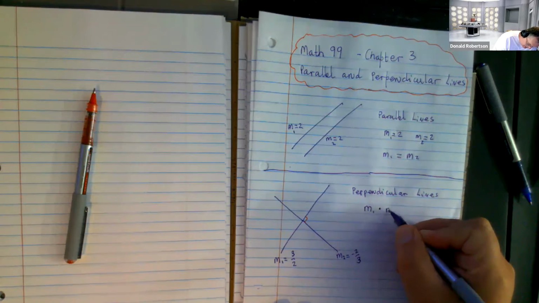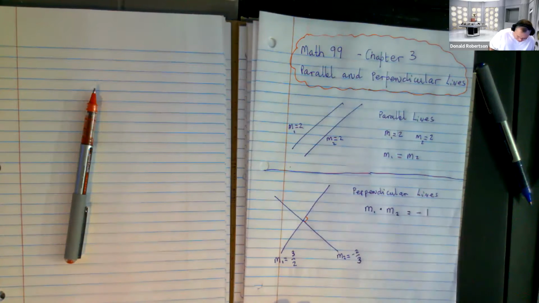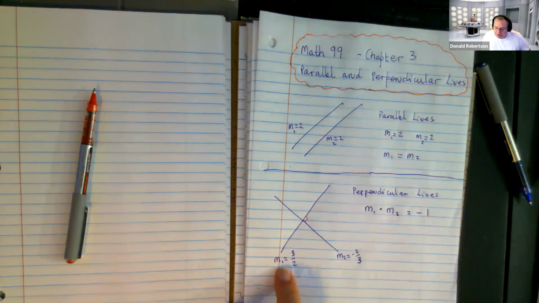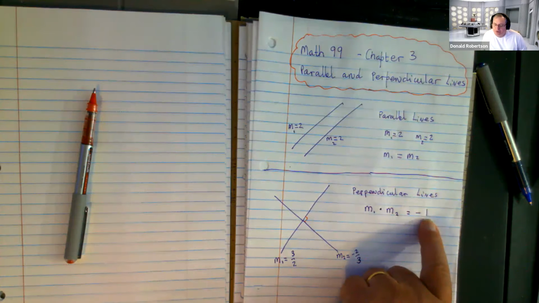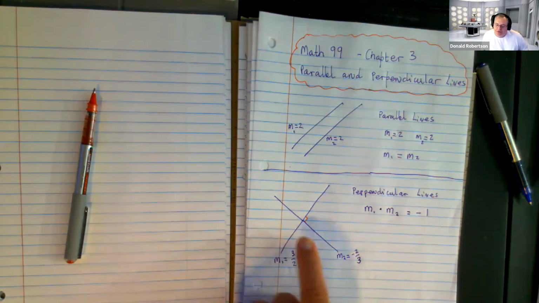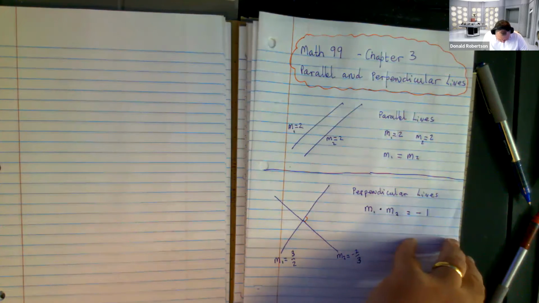If the product of the slopes is -1, then the two lines are perpendicular. So if you know the slope of this one and you know the slope of that one, and you multiply the two together and the answer is -1, you can be sure that these two lines are going to be perpendicular to each other.